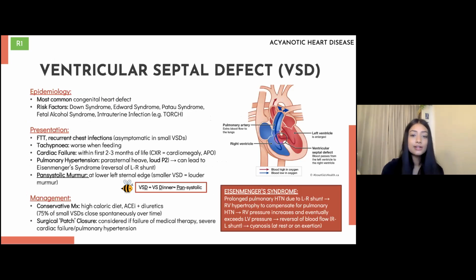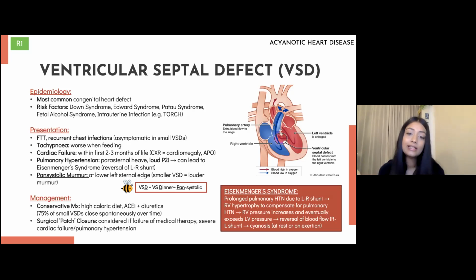Okay. So VSDs can occur as an isolated heart defect, just a VSD by itself, or in combination with other congenital heart diseases. For example, in tetralogy we know there's a VSD associated, and in TGA, survival may be dependent on a VSD. It occurs when the septum fails to fuse properly during embryonic development, and it's the most common congenital heart disease. It's associated with some of the risk factors I've listed there, particularly the different trisomies, as well as some TORCH infections.